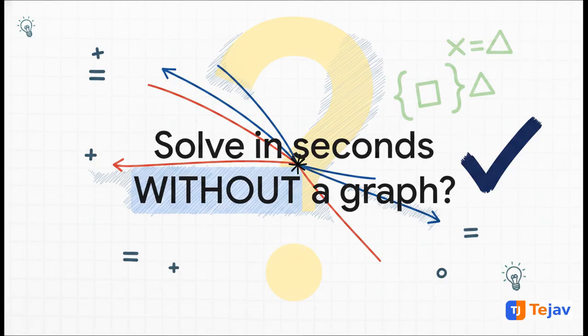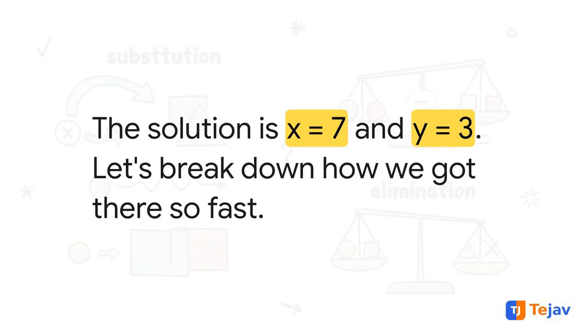Oh yeah, the answer is a huge yes. And boom, just like that, there's our answer. X is 7 and y is 3. Seriously, and you can even check it real quick in your head. Is 7 plus 3 equal to 10? Yep. Is 7 minus 3 equal to 4? It sure is. It works perfectly. So how in the world did we do that so fast? Let's break down the first method and find out.